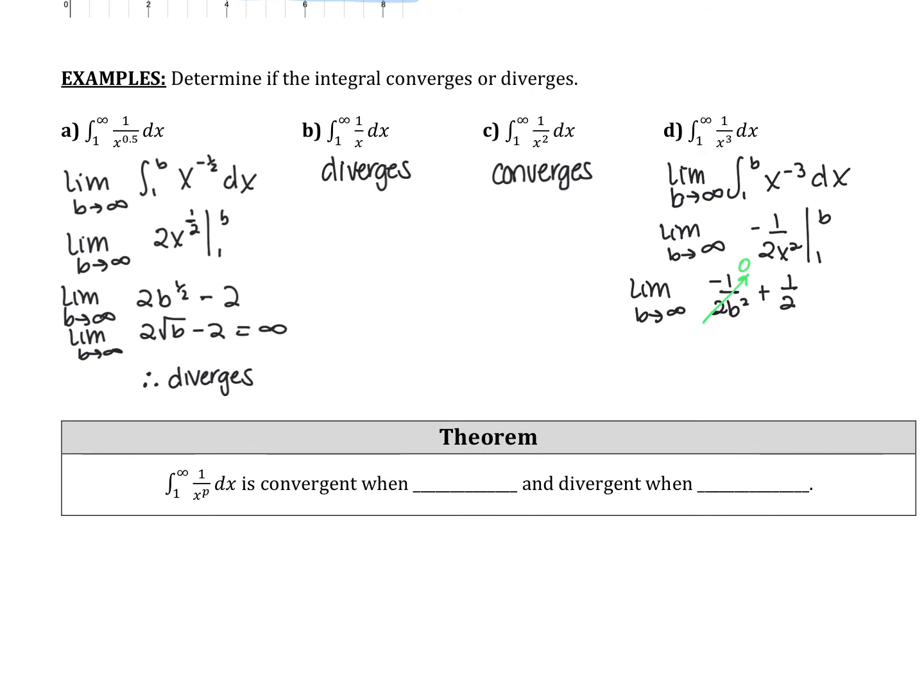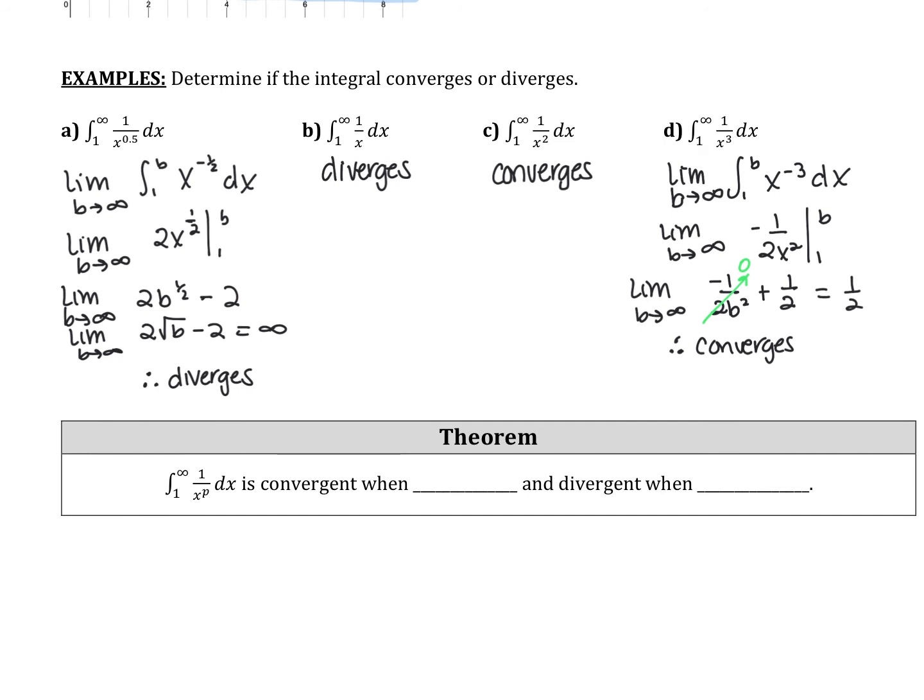And then that leaves me with just 1/2. So therefore, this converges. Now, can I make a prediction about what I expect to be convergent or divergent? Meaning, if I look at the same type of problem, these are 4 of the exact same type of problems. Can I look at it and without going through this limit process every time, determine what converges or diverges?